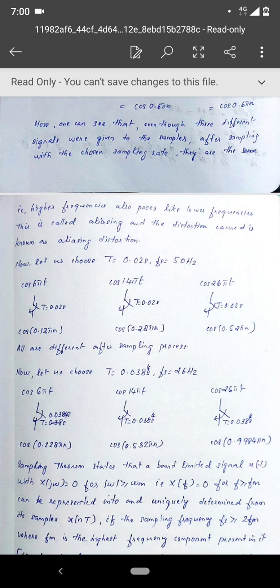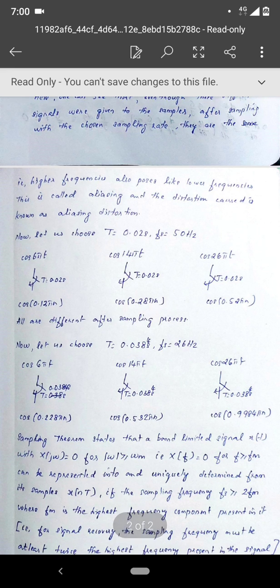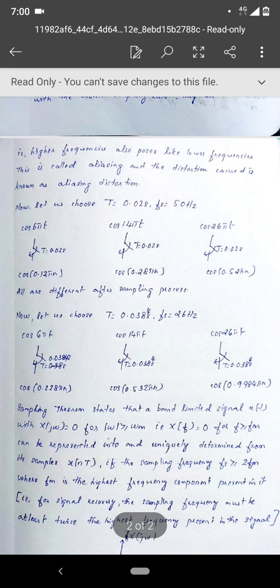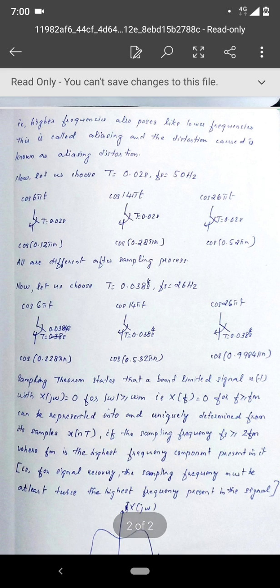That is, 0.28 pi n is less than pi n, and 0.52 pi n is less than pi n. That is another thing. Here you can see that after the sampling process, every frequency is distinct and different. So the chosen sampling interval, or chosen sampling rate fs, is correct. That is the meaning.